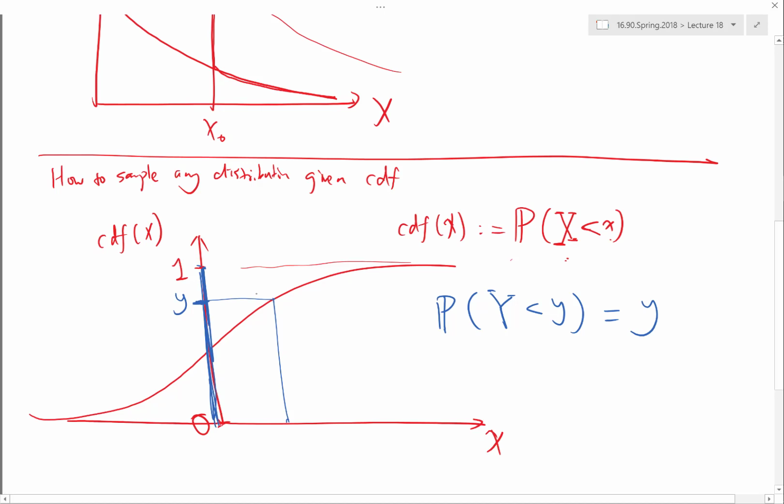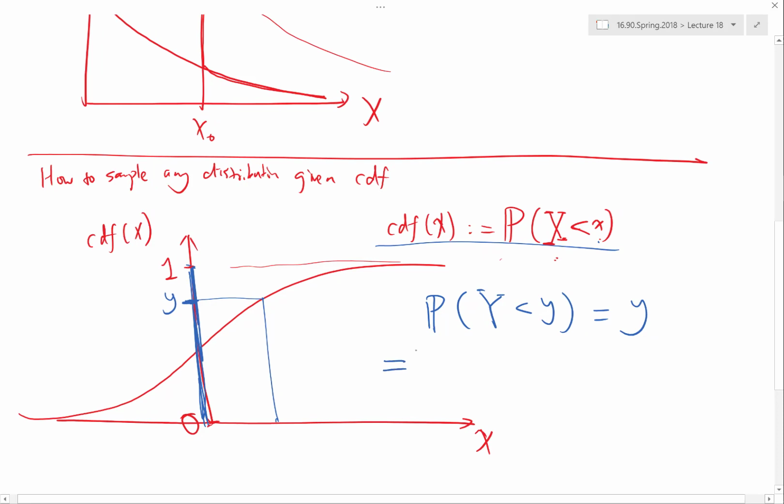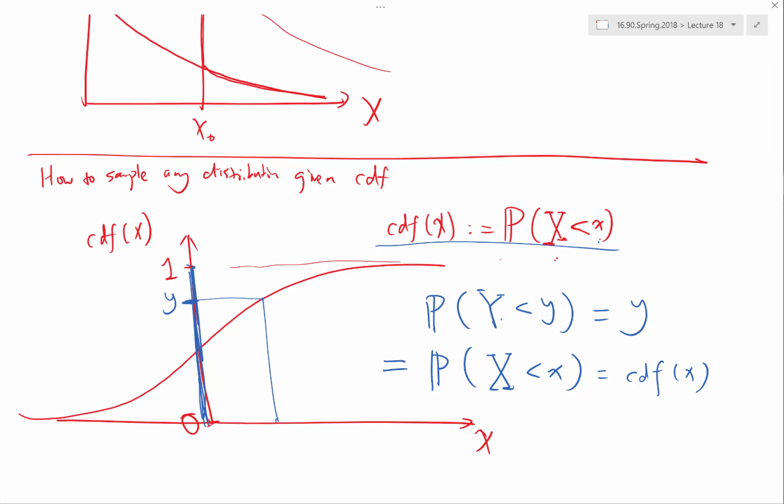Okay, and the CDF is monotonically increasing according to the definition. If I increase my x, my CDF of course has to increase, because the probability of that bigger x is including the probability of that small x. So the probability that big Y is less than small y is equal to the probability that X is less than small x, which is the CDF of x. So basically by doing that, you can guarantee that you are sampling the original distribution, right?